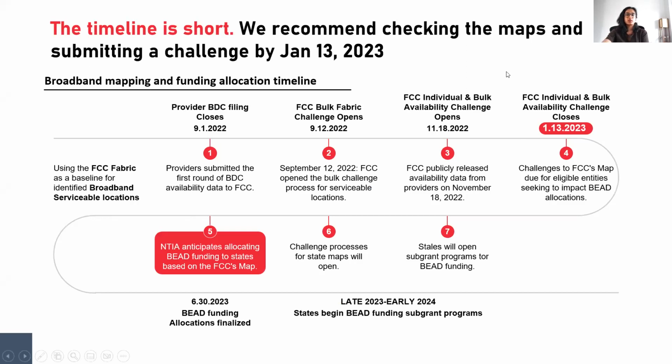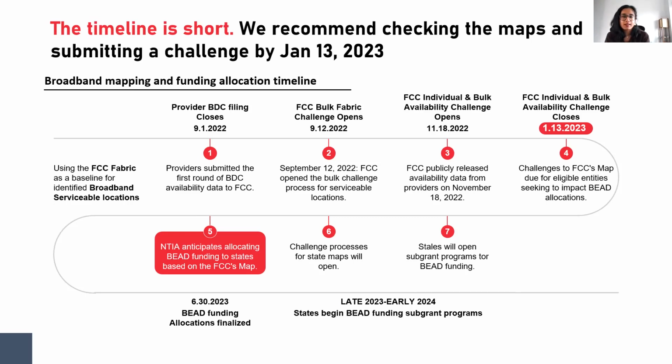Now, moving on to the timeline. The FCC fabric was initially opened up in June, made available to providers for submitting the first round of availability data through the BDC, the broadband data collection platform that was set up by the FCC. In September, they opened the first round of FCC bulk fabric challenge processes for state and tribal governments. So we were able to get access to the fabric and make sure that it is accurate based on the different data sets that we have at the state level.